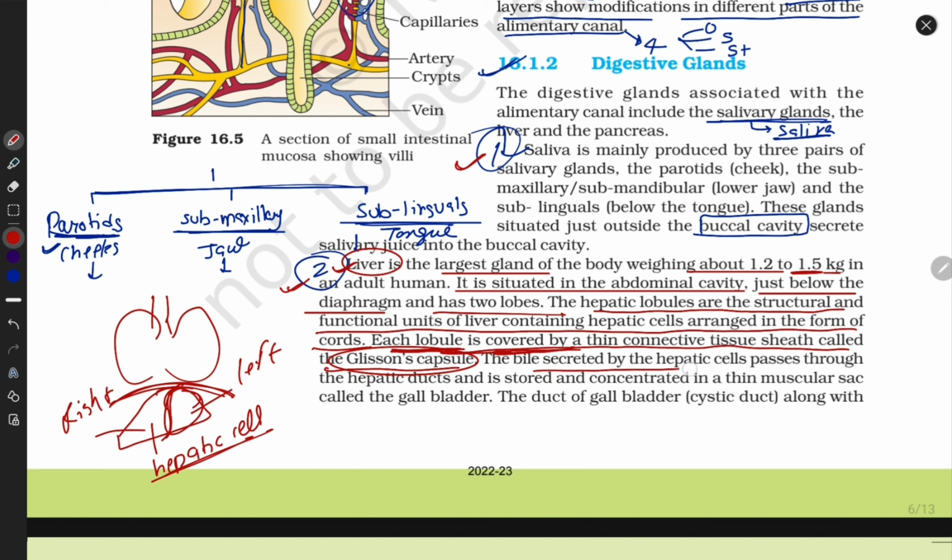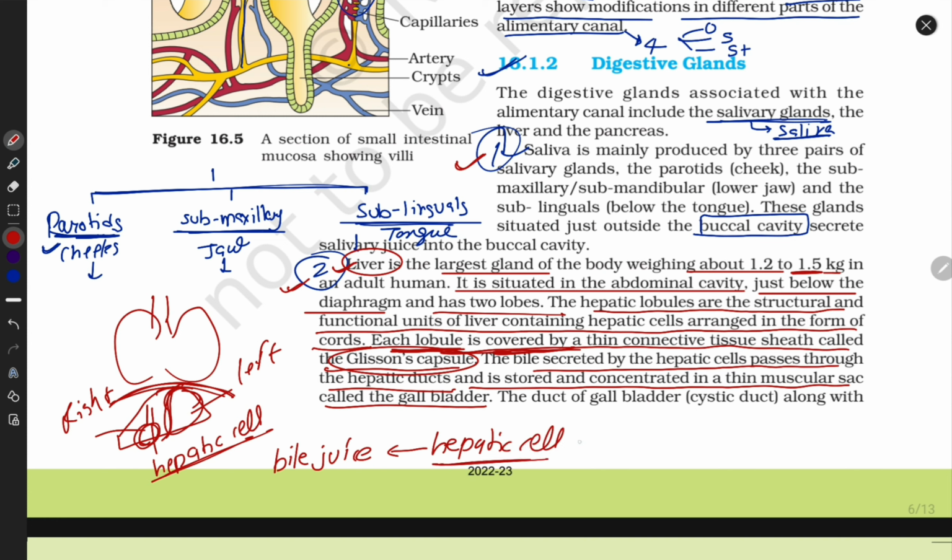The bile secreted by the hepatic cells passes through the hepatic duct, and is stored and concentrated in a thin muscular sac called the gallbladder. We also have the gallbladder. What do hepatic cells secrete? Bile juice, guys. Where are hepatic cells located? In the liver, in the lobules, okay.